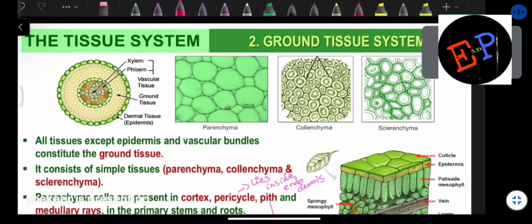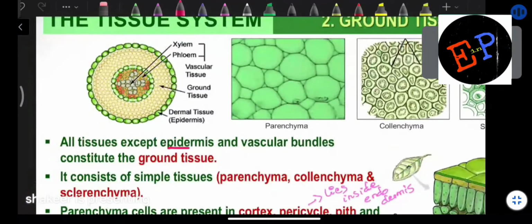First of all, we have studied the epidermal tissue system. Second one is the ground tissue system. And what is the third one? Third one is the vascular tissue system. Clear? So the second one is the ground tissue system. All tissues except epidermis and vascular bundles are called the ground tissue system. Are you able to understand?